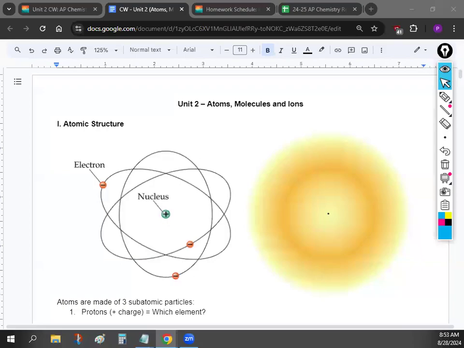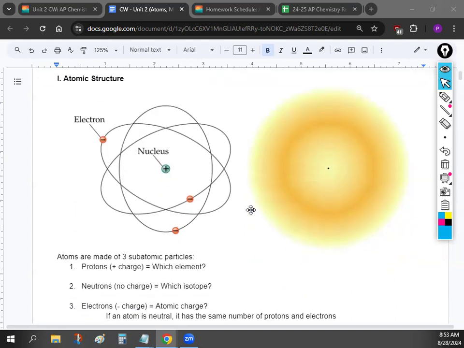Okay, so let's start with Unit 2. We're going to be talking very simple atoms, molecules, ions. If you took chemistry before, you've probably seen these concepts before, okay? But let's go over very briefly atomic structure. This is what an atom kind of looks like.